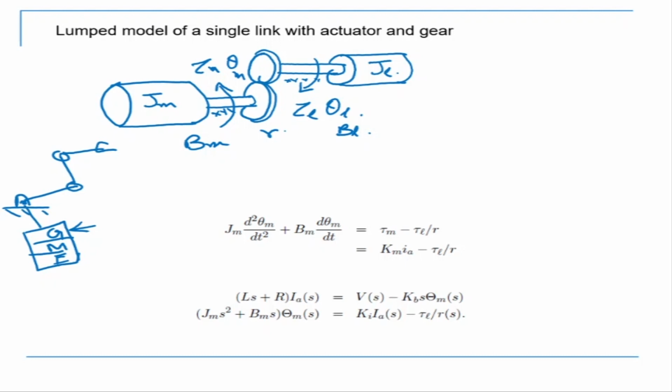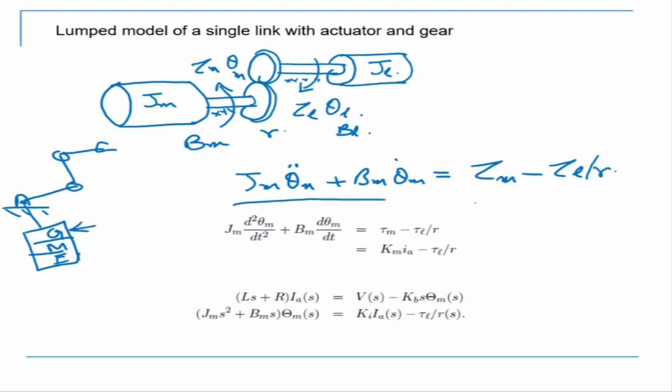Now, if you look at the torque balance here, the equation of motion of the system is then, if we start looking at the torque balance, it becomes Jm theta m double dot plus Bm into theta m dot, which is equal to tau m minus tau L by R. So that is the equation that we are getting from here.